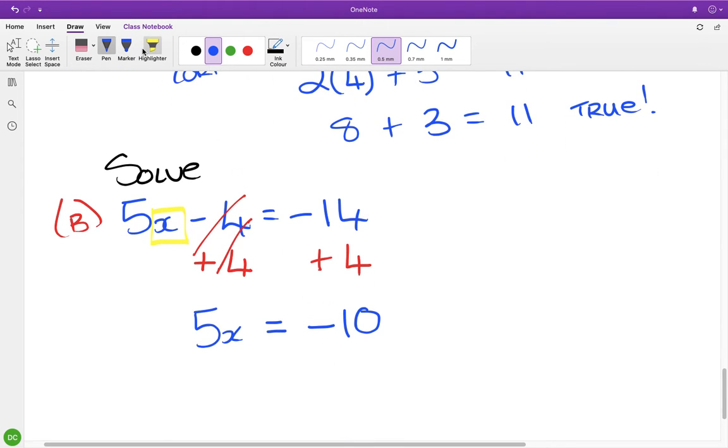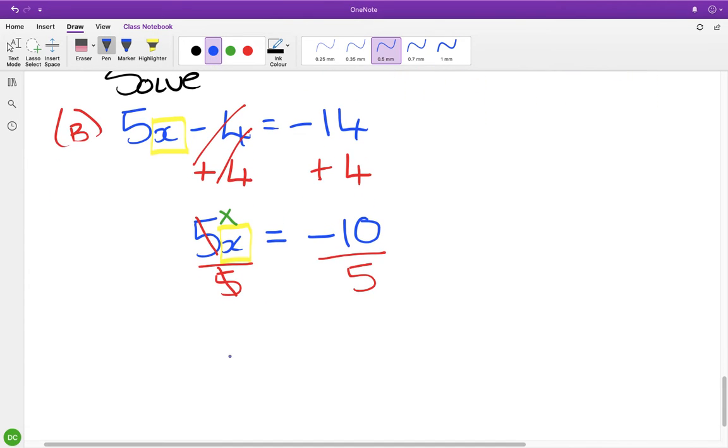Okay, so that's better. I've tidied it up a bit. I got rid of the minus 4, but now I have to get rid of the 5. So here's my x that I want isolated. At the moment it is being multiplied by 5, so I need to do the opposite of that, which is to divide by 5. Multiply 5 and divide 5 cancel each other out, but if I divide by 5 on the left hand side, I'm going to have to divide by 5 on the right hand side to balance the equation. So now my x is isolated.